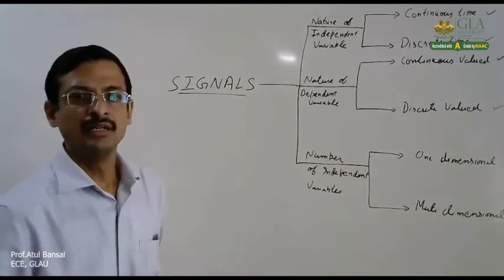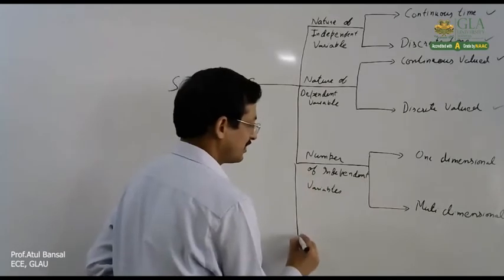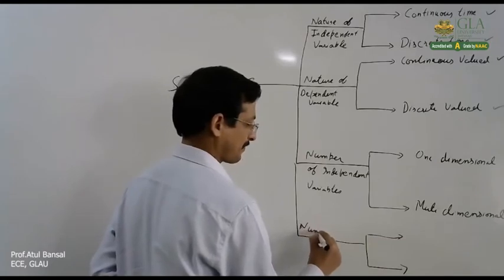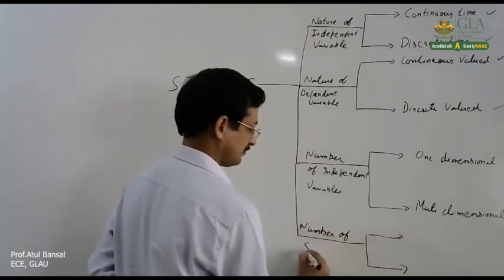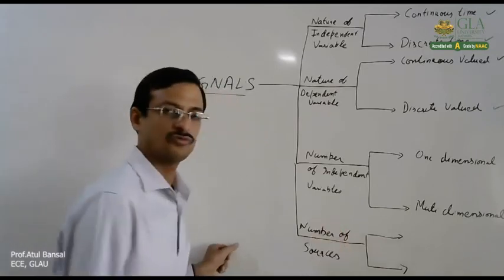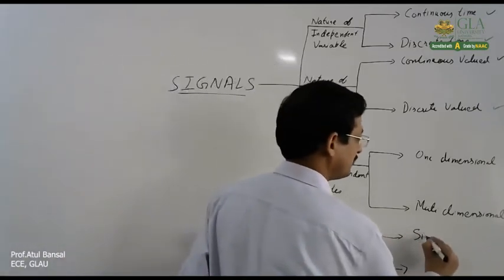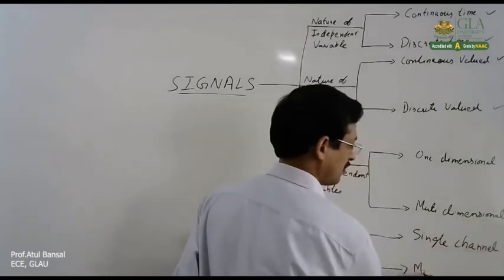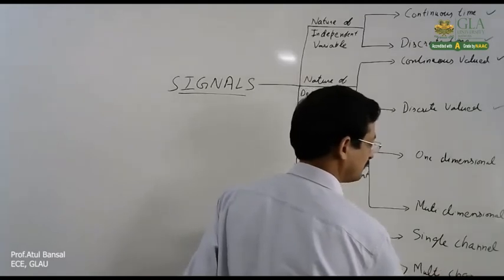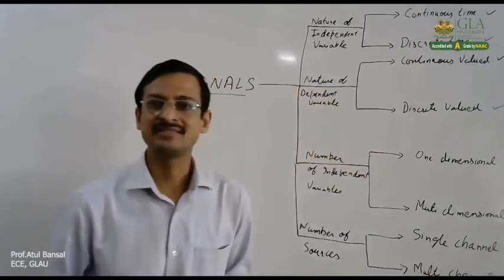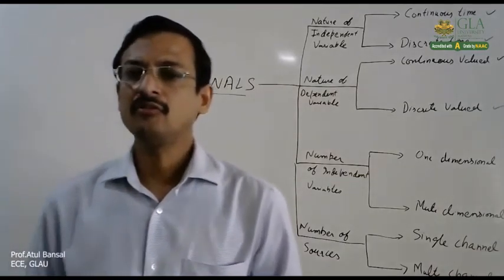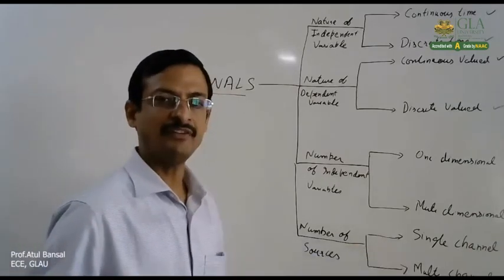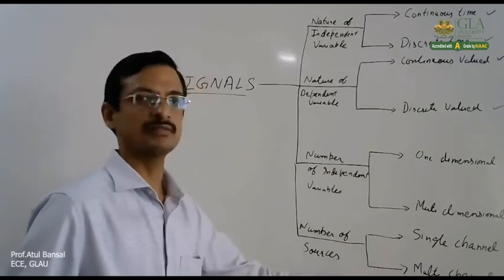Then further, we can classify the signals based on the number of sources. It can be single channel or multi-channel. What do we mean by single channel and multi-channel? When we are measuring the signal from a single sensor, it is known as single channel. And when we are measuring it from multiple sensors, it is called multi-channel.